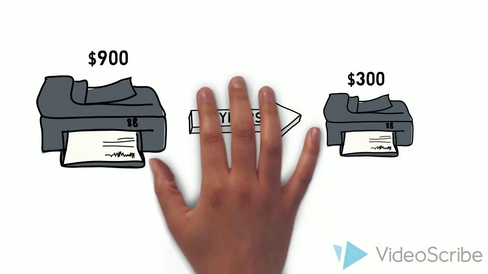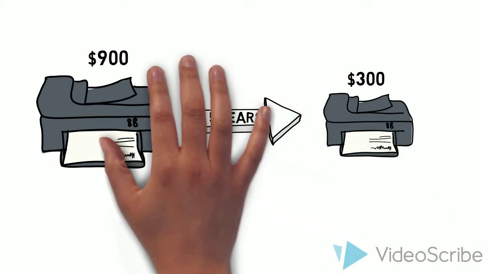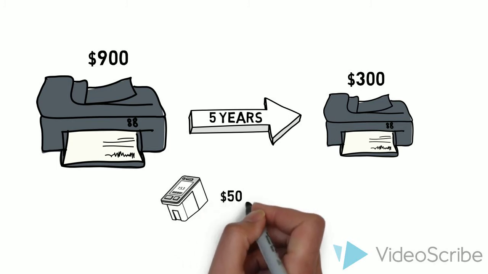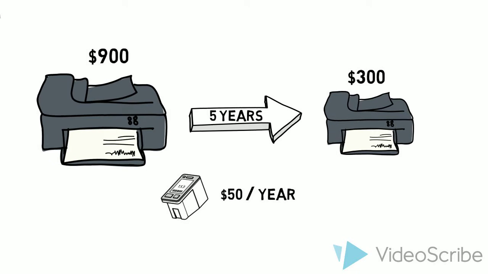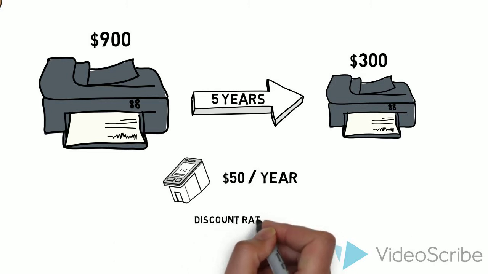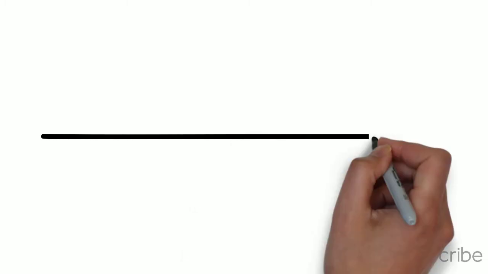And of course, over these 5 years, you also have to make sure to pay for ink cartridges and paper. So that's going to come out to approximately $50 a year. And we're also going to have a discount rate of 8% over these 5 years. So using this information, we can now create a cash flow diagram.